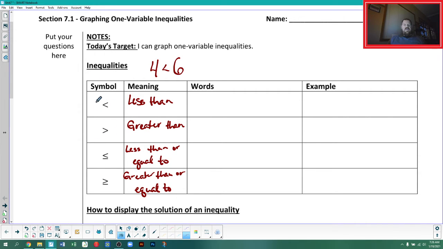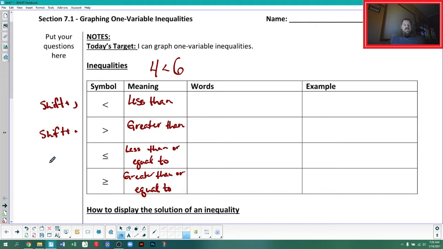Obviously, these two are pretty straightforward. They're on your keyboard, right? So this one is Shift plus the comma. That looks like a J, but it's a comma. This one is Shift plus the period.